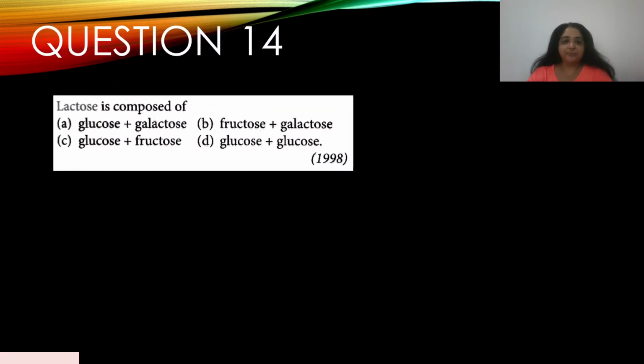Question number 14. Lactose is composed of, and this appeared in 1998. A. glucose plus galactose, B. fructose plus galactose, C. glucose plus fructose, D. glucose plus glucose. So lactose is composed of glucose plus galactose. The answer is A.